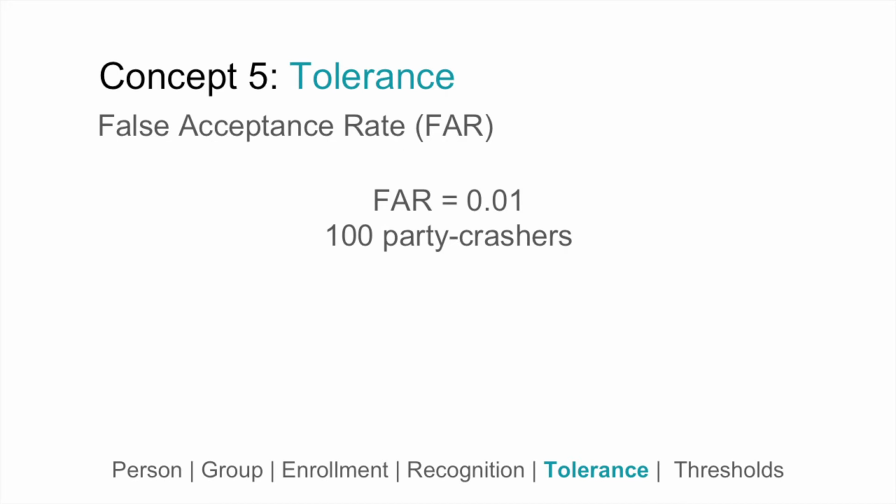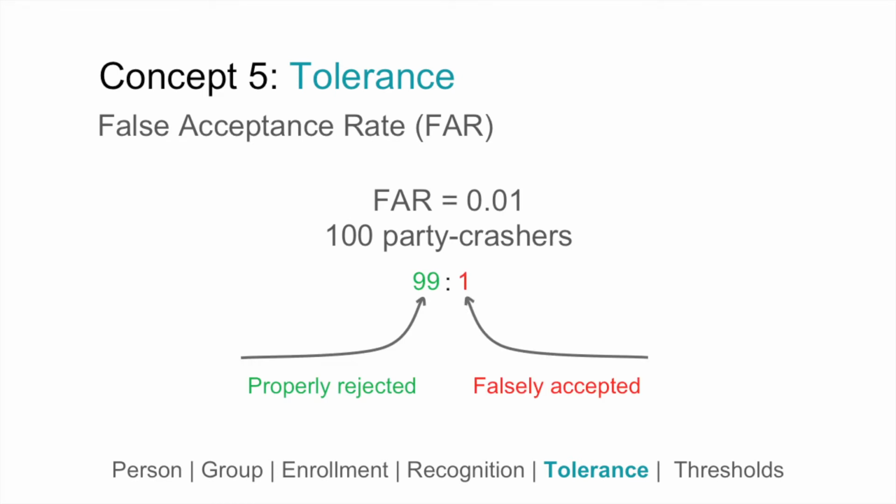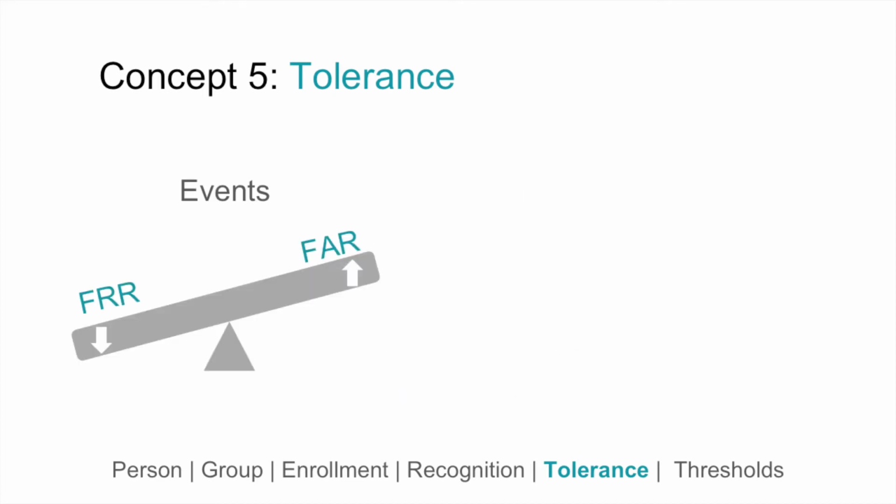The second type of tolerance is known as a false acceptance rate. To illustrate, a false acceptance rate of 0.01 or 1% means that for every 100 party crashers, 99 of them will properly be denied access, and 1 of them will be granted access even though they did not register. It is important to note that the false rejection rate and the false acceptance rate are inversely proportional. That is to say, the lower you set the false rejection rate, the higher the false acceptance rate will be, and vice versa.